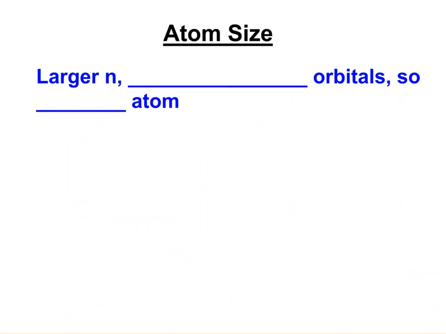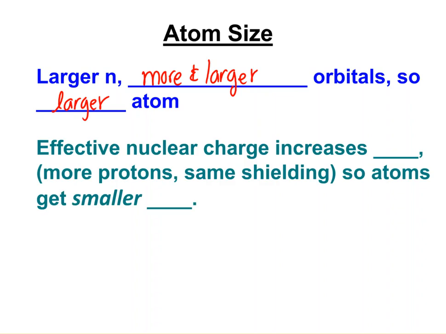So when it comes to atom size, more energy levels means more orbitals, but they're also larger. So you have a larger atom. Effective nuclear charge is going to increase moving to the right because you have more protons and the same shielding, the same core electrons.